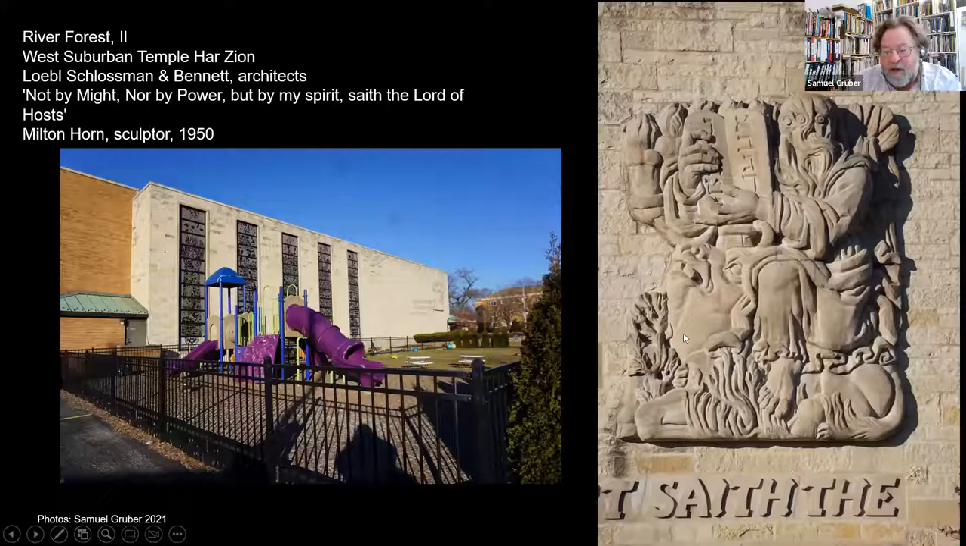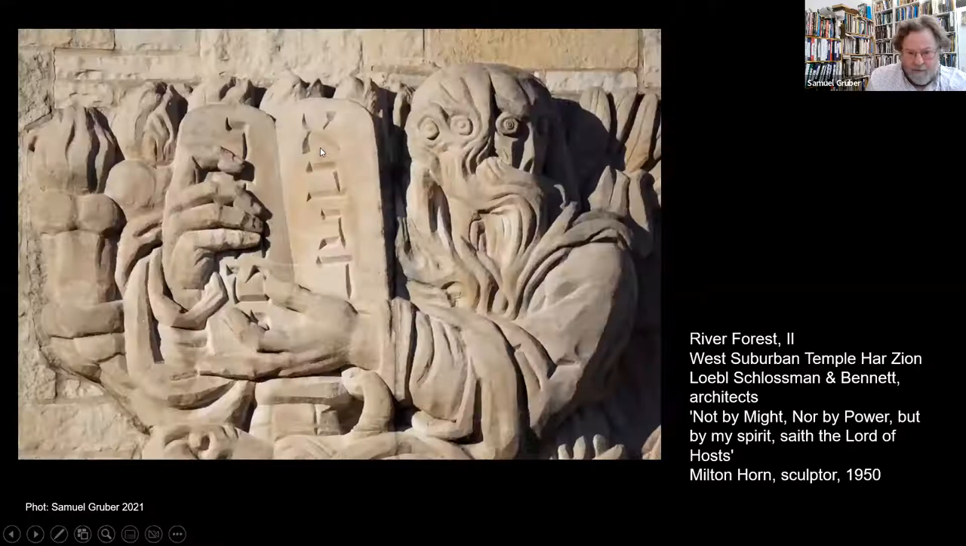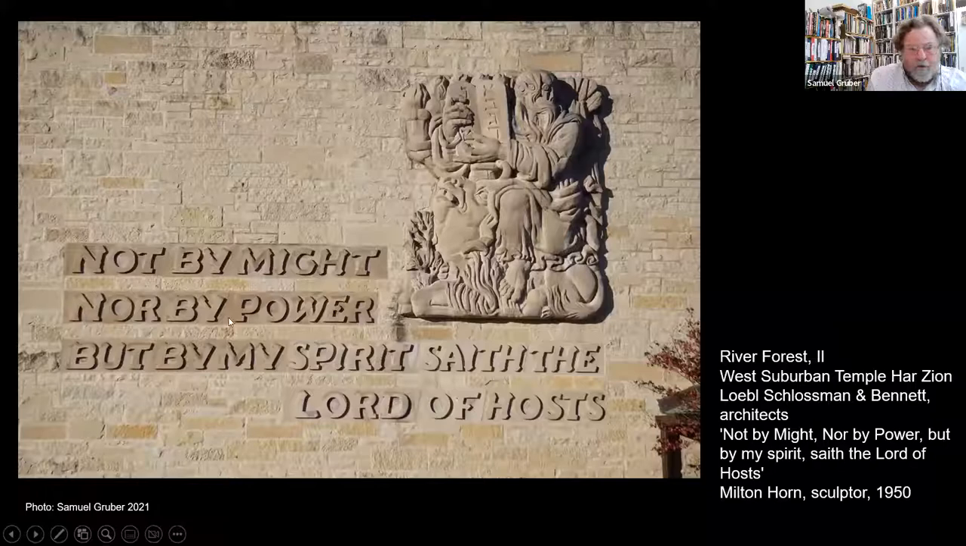sculptures applied to a modern suburban sort of post-war synagogue, but it's also the first that overtly includes a human form. Even though the human form is somewhat distorted when you look at the face, this is meant to be a prophetic representation, and the sculpture is called Not by Might, Not by Power, But by My Spirit, saith the Lord of Hosts, and it comes from... we see a detail of it here.